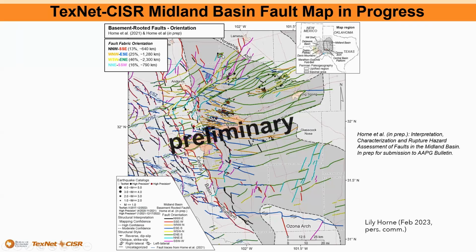But an interesting thing about this: I just got this figure this morning from Lily Horn, who has done the interpretations and published fault interpretations over in the Delaware Basin and the Central Basin Platform. They have not published this yet. She's in the SCISSOR group at TexNet, but they sent me this slide this morning. This is a preliminary view of their new map of faults in the Midland Basin for this area, and it is really, to me, quite striking.